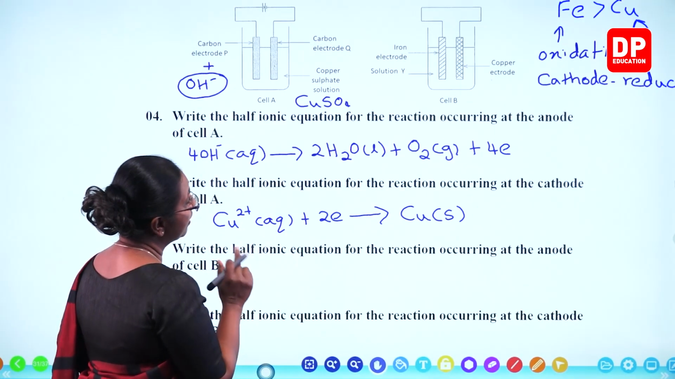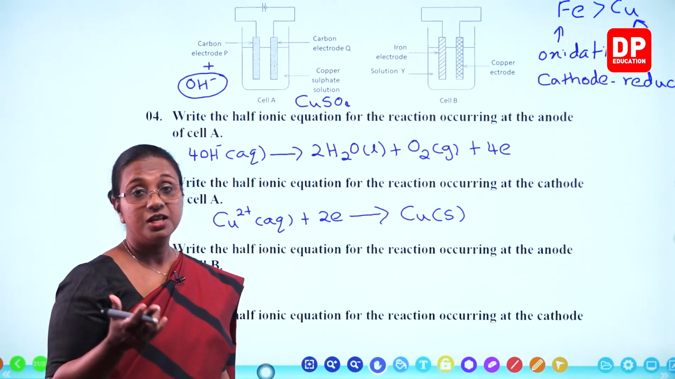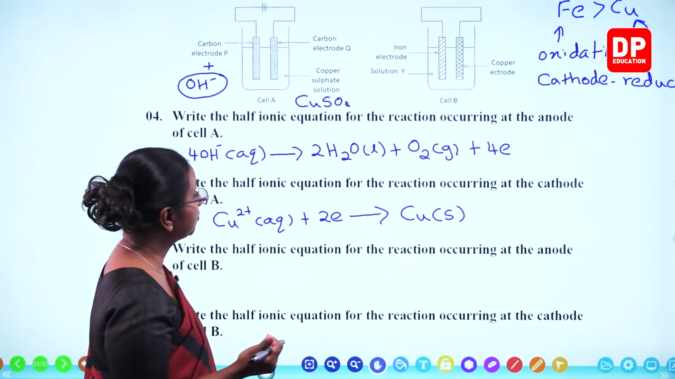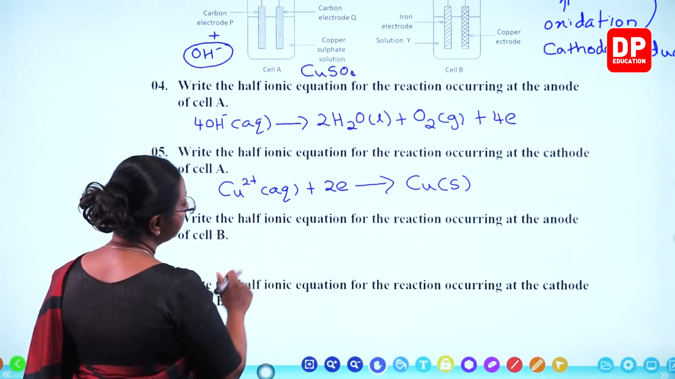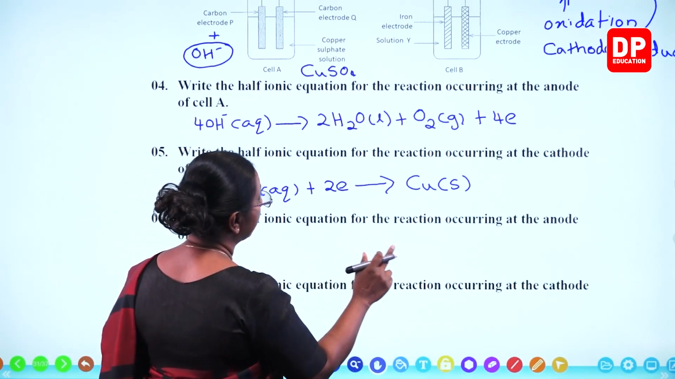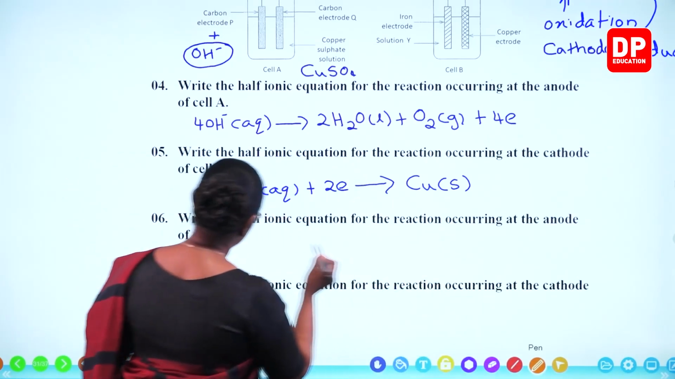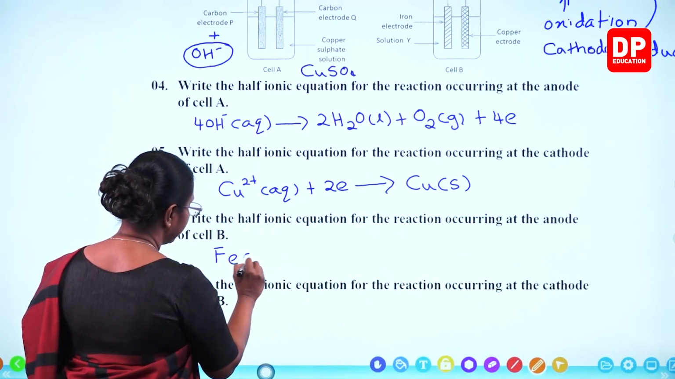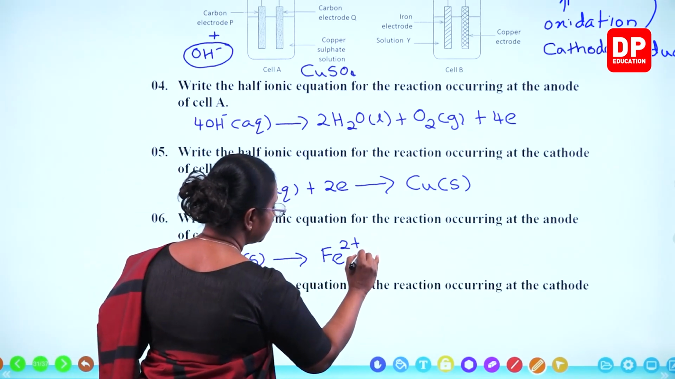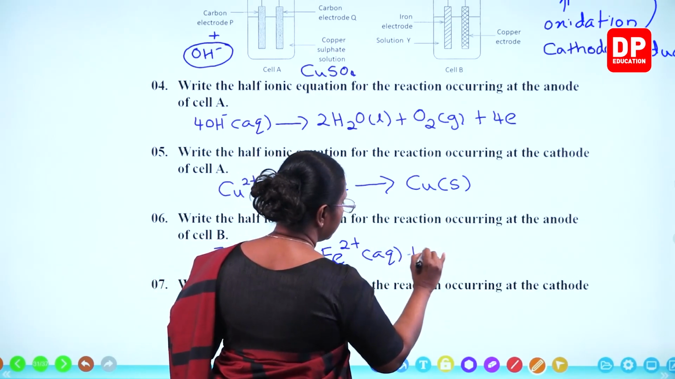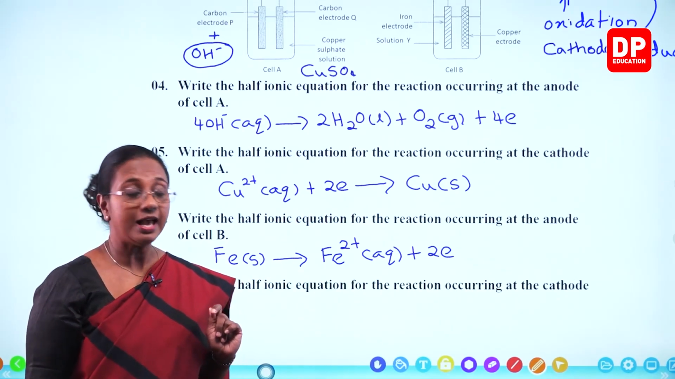So there are, of course, what do you think? Solution Y, it will be an acid solution. Usually it is dilute sulfuric acid. So if we are to write the half ionic equation for the reaction occurring at the anode of cell B, that is iron. So iron, Fe solid, will undergo oxidation, forming Fe2+ aqueous, losing 2 electrons. That is going to be the reaction at the anode.